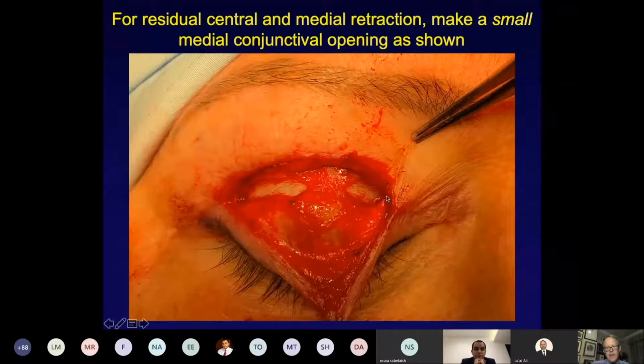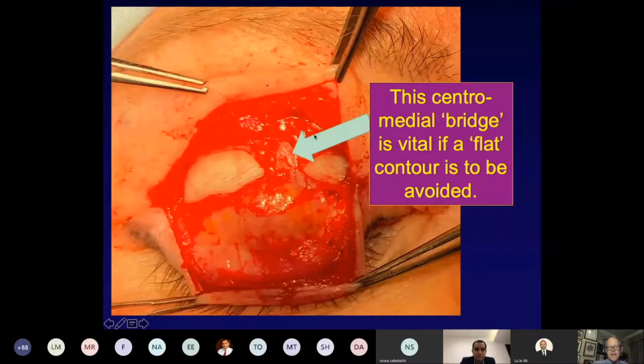But the big secret is, and I'm sure you all know this, so maybe it's no secret, is to leave this bridge of conjunctiva. Because if you don't, yeah, you get a great lowered lid, but you get a flat lid, and it doesn't look good at all. Whereas if you leave a small bridge in the middle here, then you can actually grade it, and you do it step by step. So like 90% of the work is probably in the last 10% of the operation to get that level just right, and it's not easy. So that's the central bridge.